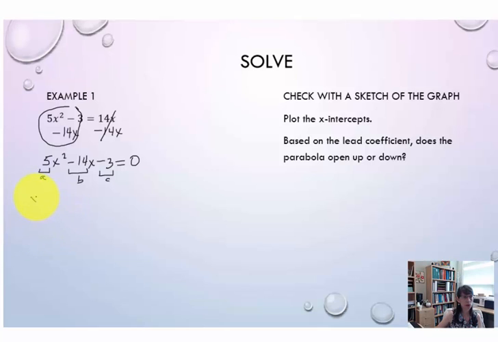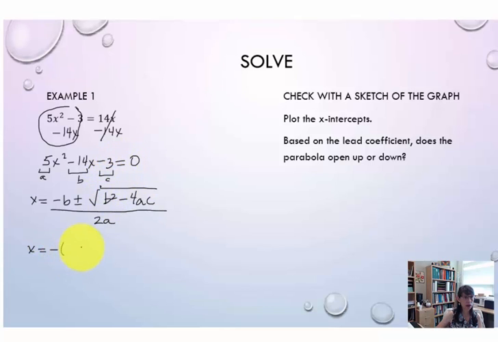Using the quadratic formula, x equals minus b plus or minus the square root of b squared minus 4ac, and the negative b and the radical term are all divided by 2a. Now that we have our formula, we're going to substitute 5 for every a in the formula, negative 14 for every b, and negative 3 for every c.